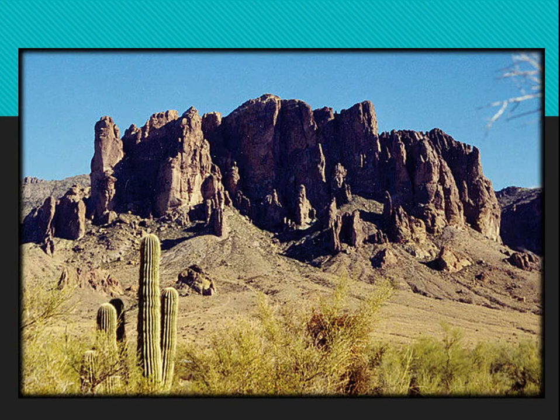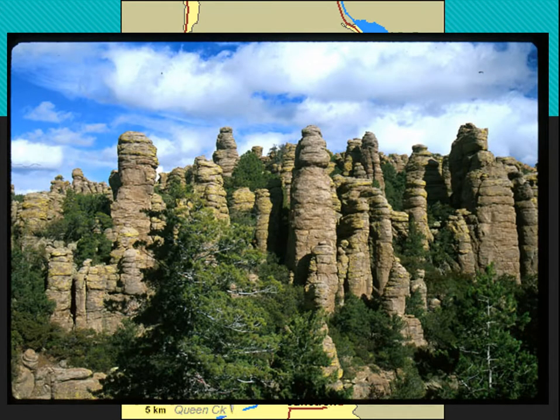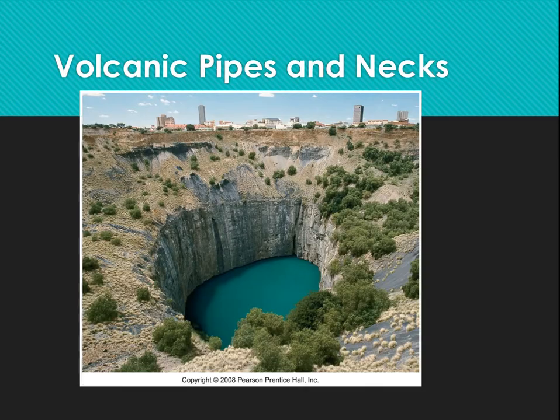Here's a picture of the Superstition Mountains just east of Phoenix. All of these actually were deposited as ash during a caldera eruption. You can see there are actually three separate calderas in the Superstitions. One around Weaver's Needle, one right around the Goldfield Mountains, and one kind of on the Apache Trail. So this is definitely a place you probably wouldn't have wanted to be like 30 million years ago. Here's another example. These are the Chiricahuas down in southern Arizona. It's one of my favorite places in the whole state.